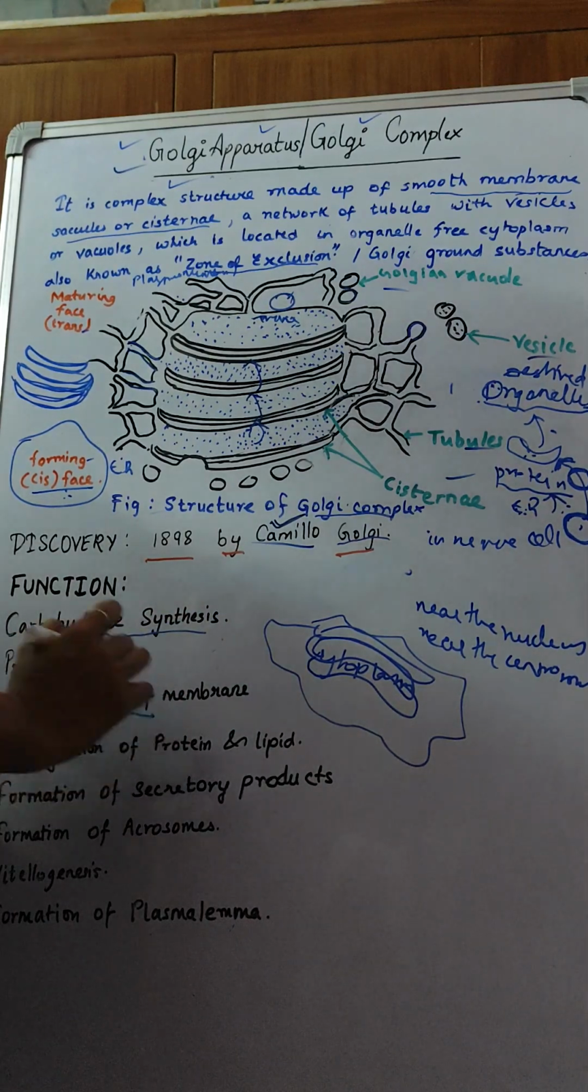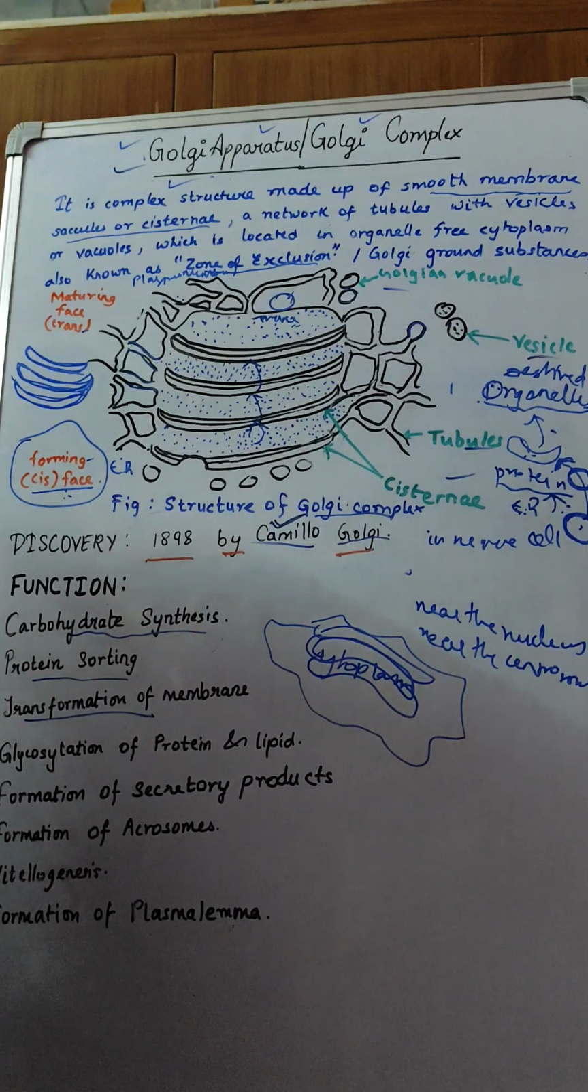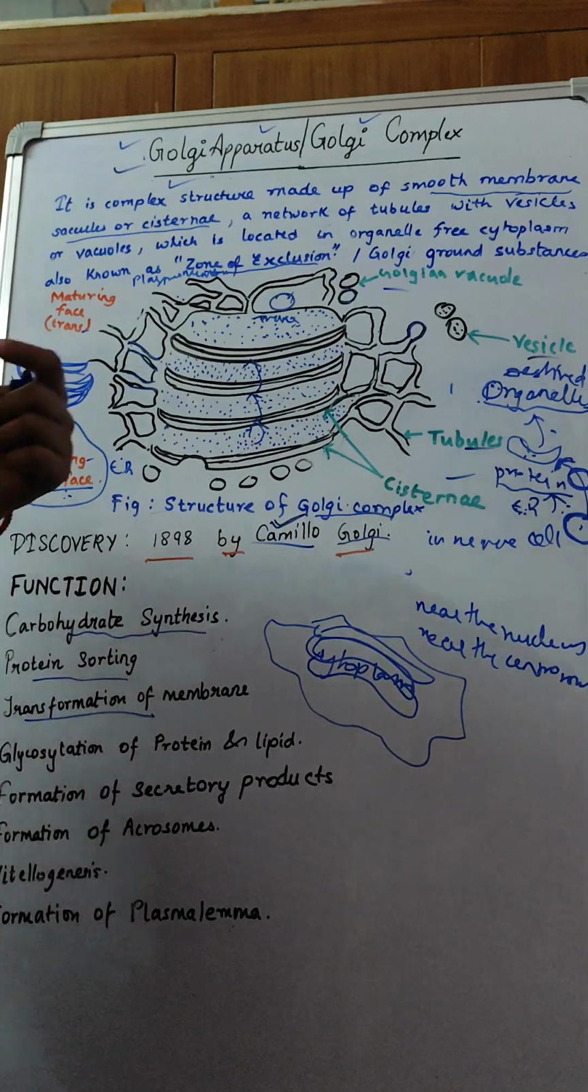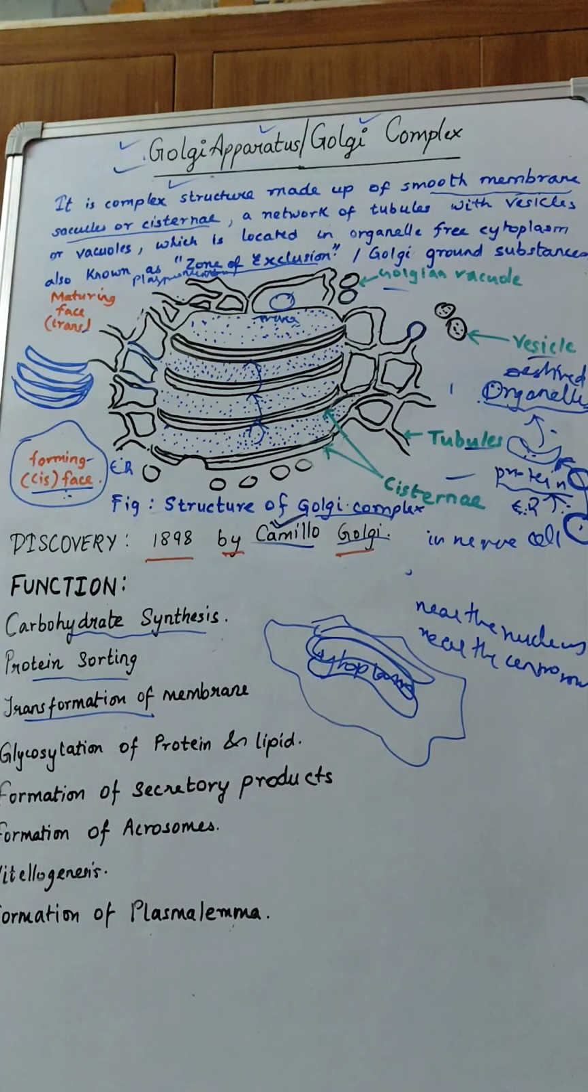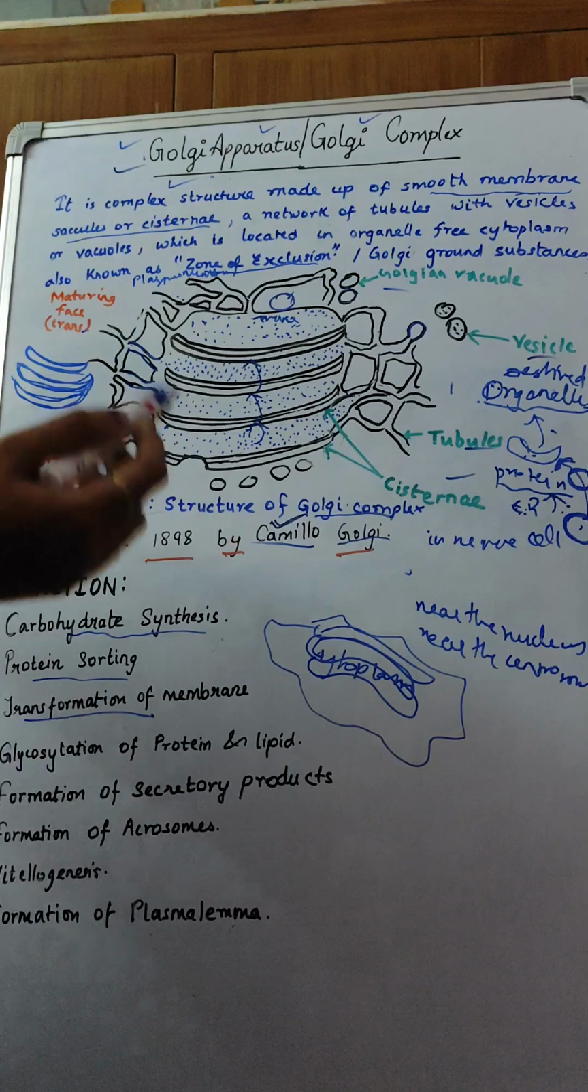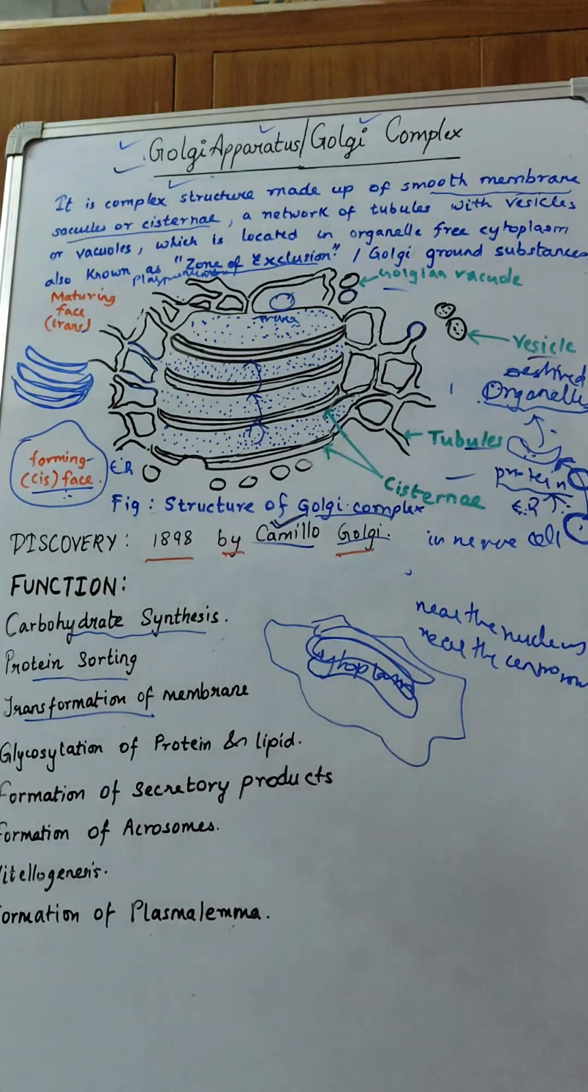Next is transformation of membrane. This is a process where the recycling of membrane takes place. Recycling of plasma membrane or endoplasmic membrane occurs, and this always happens in Golgi bodies. It receives any endoplasmic membrane portion, which is formed in the form of a vesicle, and it utilizes them. So the membrane is recycled, either of the plasma membrane or of the endoplasmic membrane.